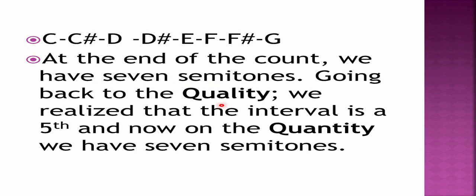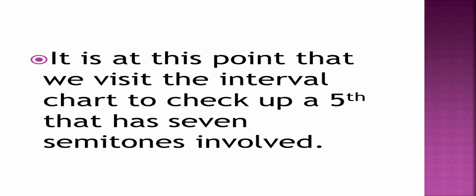Yes, we've done that. Going back to quality, we realize that the interval is a fifth now, and the quantity reveals that it is 7 semitones. So a fifth that has 7 semitones, what is it? At this point, we will have to visit the chart to check up a fifth that has 7 semitones.